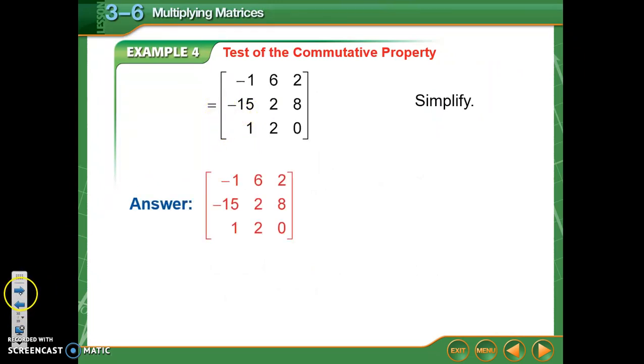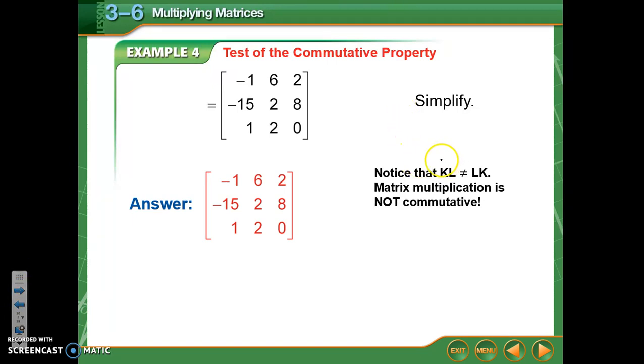This matrix is not equal to the matrix we got when we did K times L. Here I got a 2 by 2 matrix. Here I got a 3 by 3 matrix, and they are not the same. Matrix multiplication is not commutative. So that means that it changes depending on the order that I multiply my matrices in. So you cannot assume that just switching the order means that you will get the same answer.